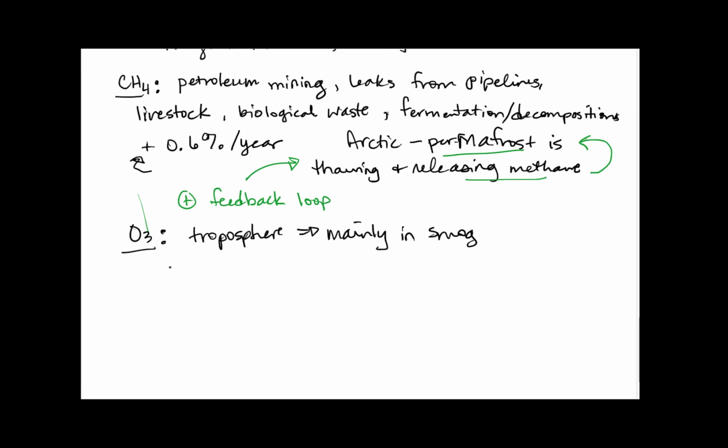And so if we have higher temperatures in the troposphere, then this could lead to more smog and more ozone in the troposphere. And so you could again have a positive feedback loop here. Positive feedback loop.